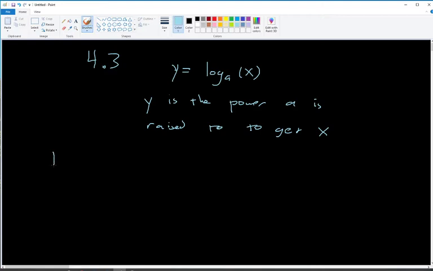So when we have things like log base 2 of 8, we want to know what that equals. Log base 2 of 8, this is the power the base is raised to get x. So we say, what power do I have to raise 2 to get 8? So 2 to what power equals 8? This is the power I raise the base to get the thing in parentheses. So 2 cubed is 8, so log base 2 of 8 is equal to 3.